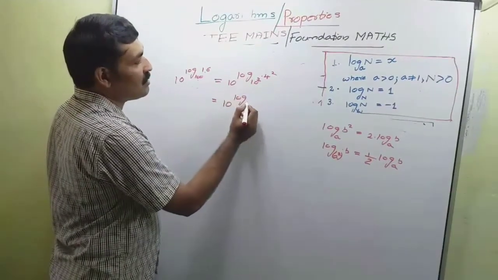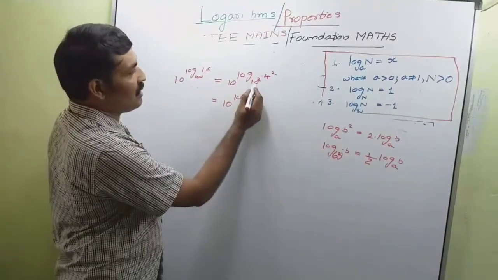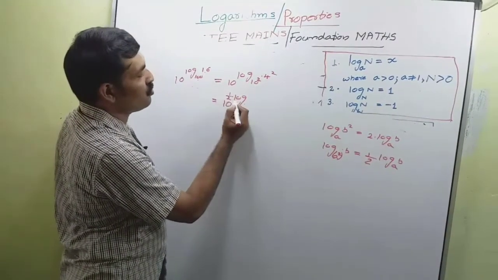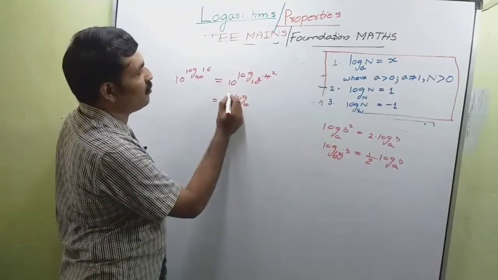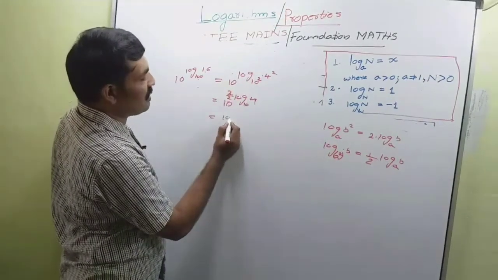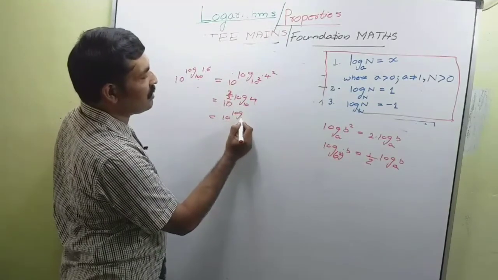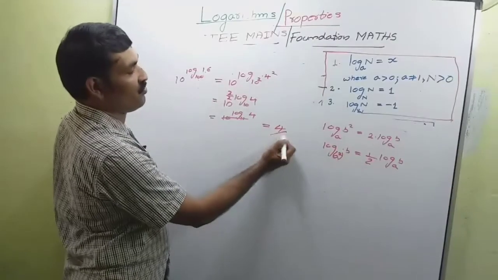So, here 4 log 10 square, that will come under denominator 1 by 2, here 10. Then 4 square, this 2 will come here in the numerator, 2 into 4. That is equal to 10 raised to 2 by 2, that is 1, log 10 4. This 10 and 10 will cancel. This is equal to 4.